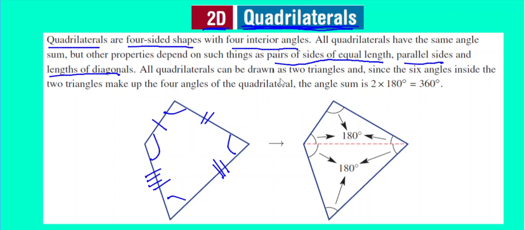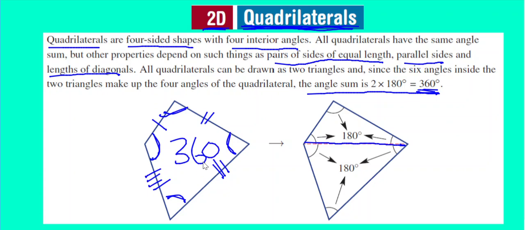All quadrilaterals can be drawn as two triangles. As you can see with this quadrilateral, you can split it up into triangles: there's triangle 1 and there is triangle 2. Since the 6 angles inside the triangles make up the 4 angles of a quadrilateral, 1, 2, 3, 4, 5, 6, the angle sum of a quadrilateral is 360 degrees. So when you add up all 4 angles, that will always equal 360 degrees.